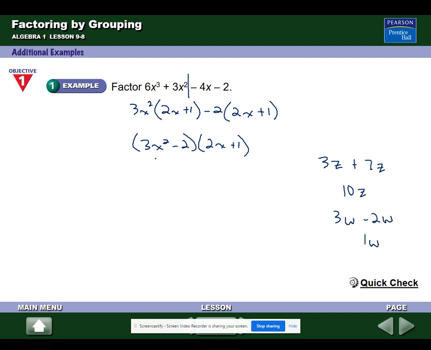I won't do it on this problem, but you'd be welcome to go ahead and multiply 3x squared by 2x, 3x squared by 1, negative 2 by 2x, negative 2 by 1, and you would get what we started with, which is this right here. Note that in this multiplication, you will not have the middle two terms to simplify. Like we often do in a FOIL problem, if you FOILed this, you'd have 4 terms, just like we started with in the problem.